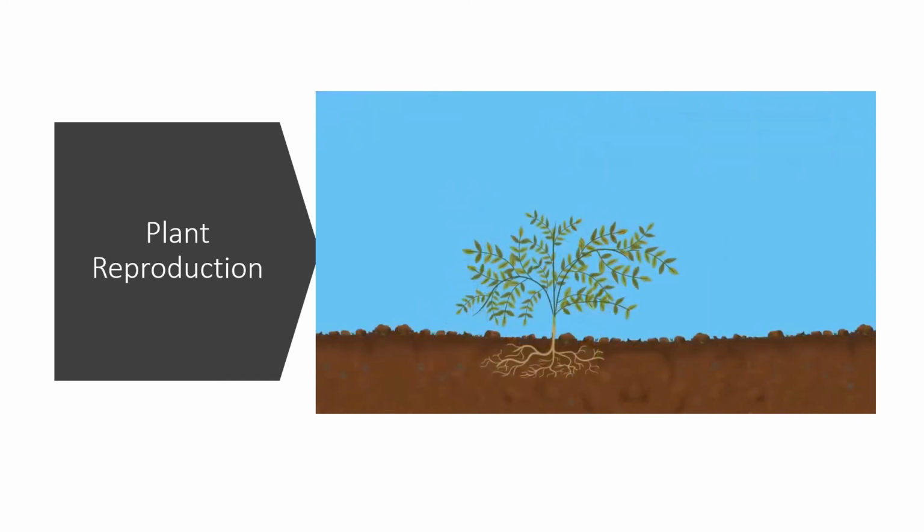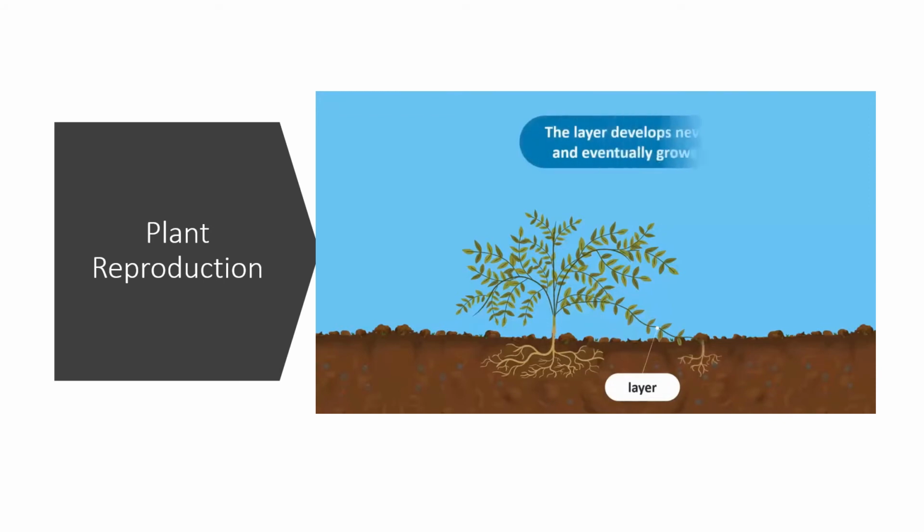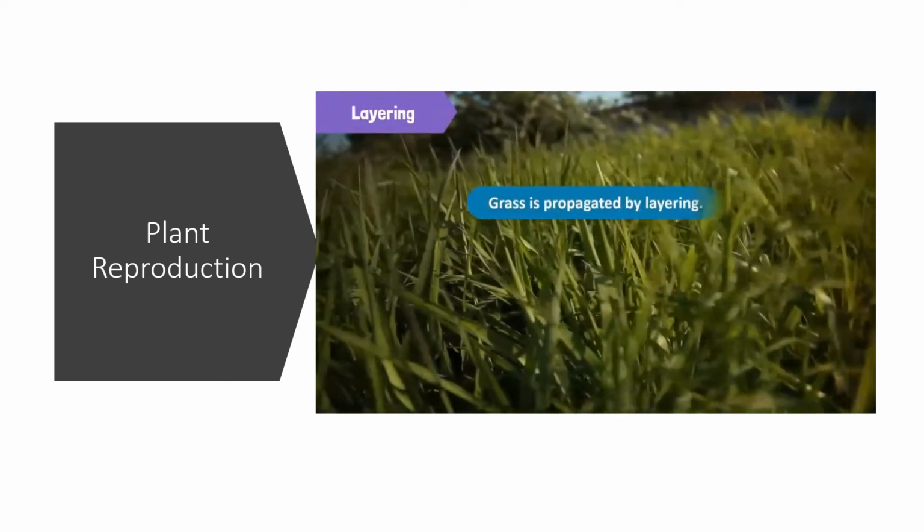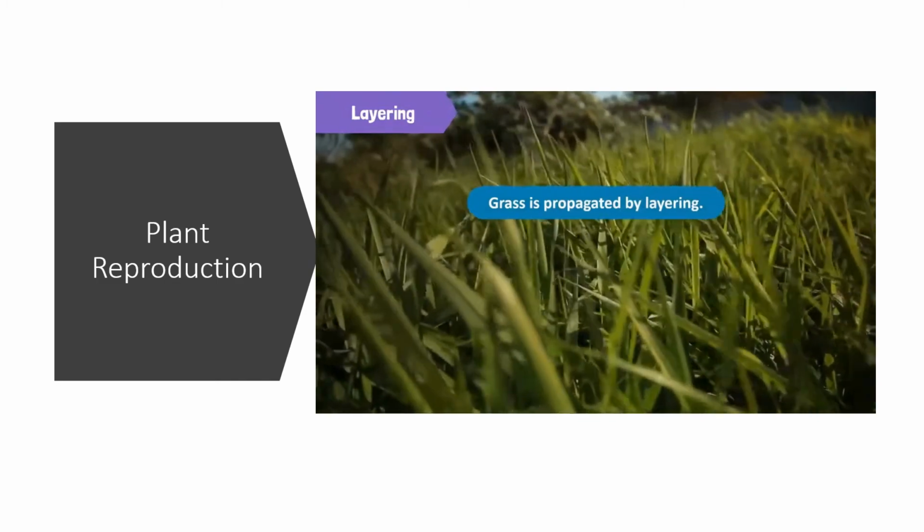In some plants, you don't need to cut the stem. Instead, a branch can bury itself in the soil while it is still attached to the parent plant. This branch is called a layer or a runner. The layer develops new roots and leaves and eventually grows into a new plant. This is known as layering. Did you know that grass is propagated by layering?